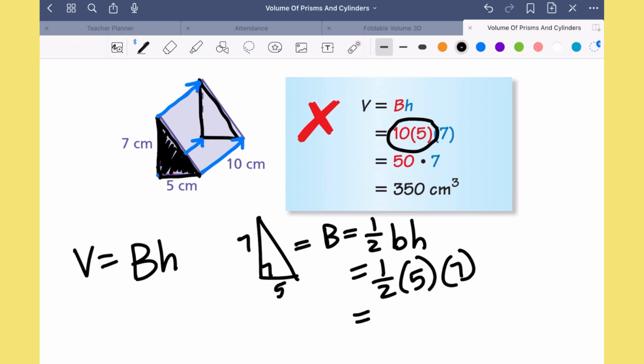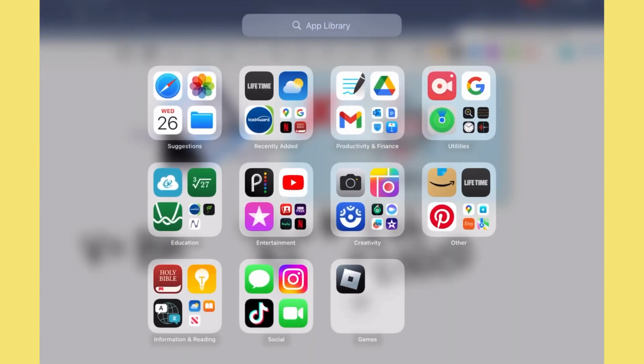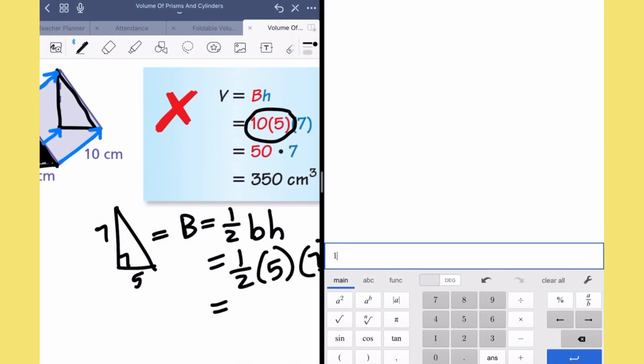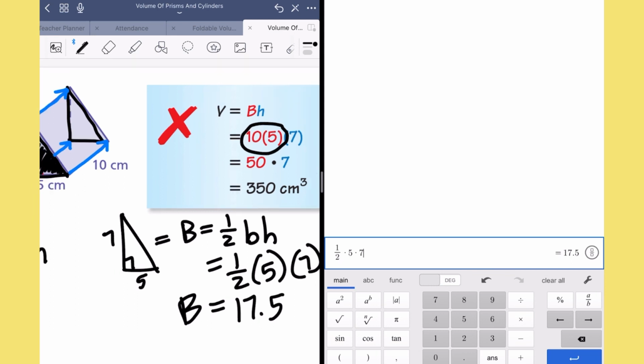And we multiply that all together. 1/2 times 5 times 7. Oops. 1/2 times 5 times 7. So that's 17.5 for the area of my base.